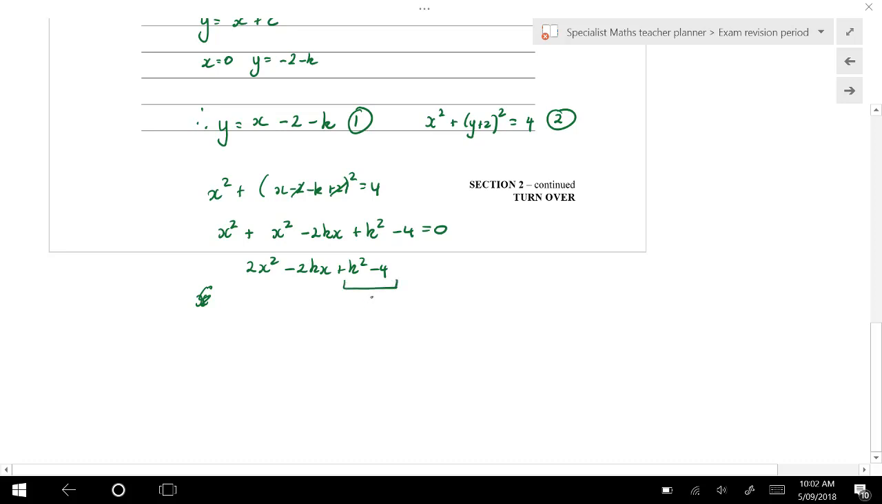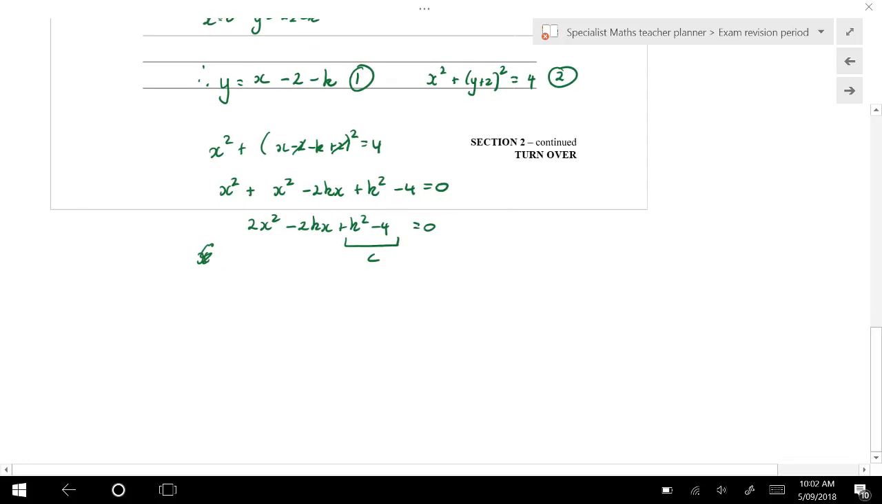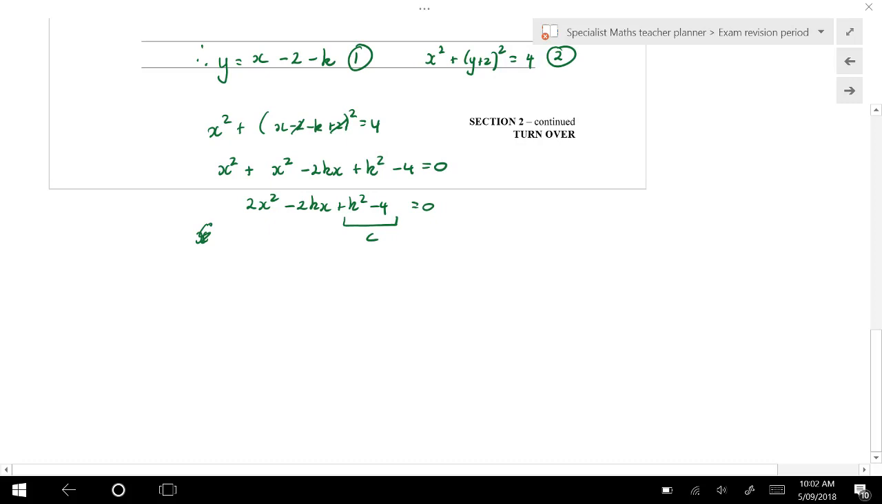Now notice that in the quadratic equation that would be c. A and B are obvious, aren't they? Now, what we want to find is k, but we know something, don't we? We know that this has only one solution. So the discriminant, which is b squared minus 4ac, is equal to 0. B is minus 2k, so b squared minus 4 times a, which is 2, times c, which is k squared minus 4.